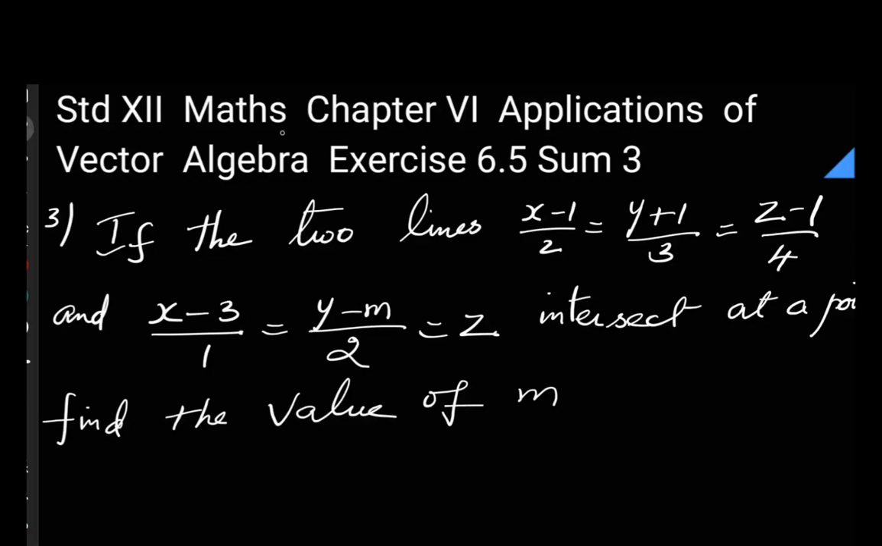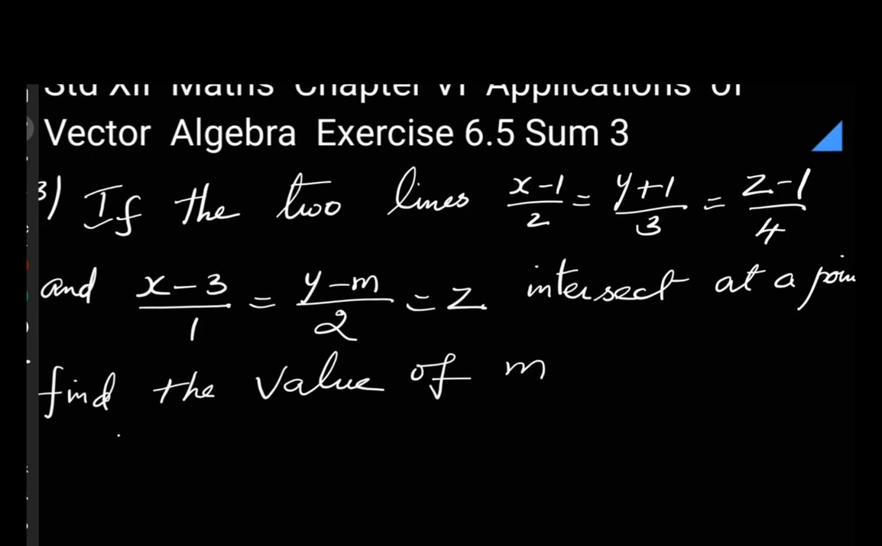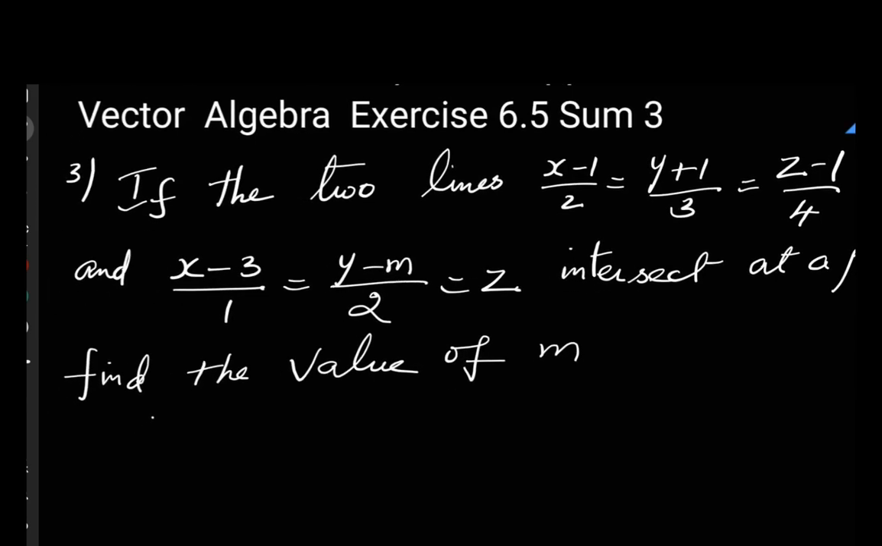See Standard 12th Maths, Chapter 6, Applications of Vector Algebra, Exercise 6.5, Sum 3. If the two lines (x minus 1)/2 equal to (y plus 1)/3 is equal to (z minus 1)/4 and (x minus 3)/1, (y minus m)/2 is equal to z intersect at a point, find the value of m. So these two lines are intersecting lines. They intersect at a point. So in that case you have to find the value of m, the unknown value here.